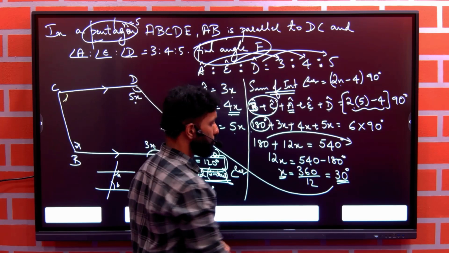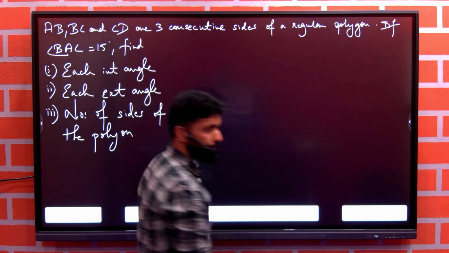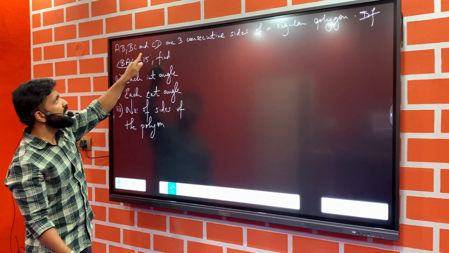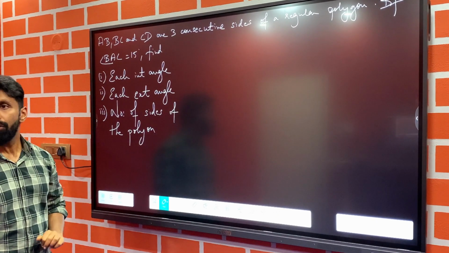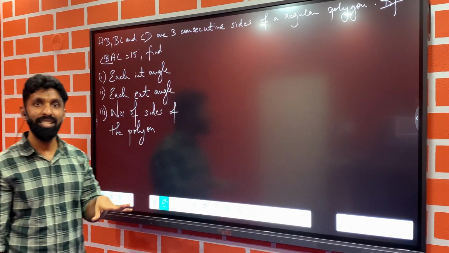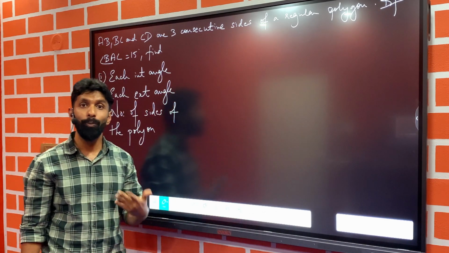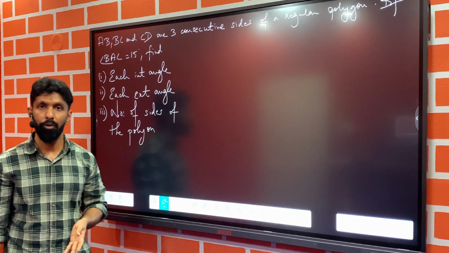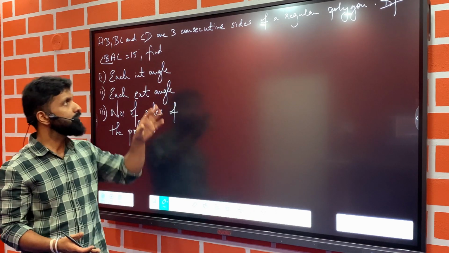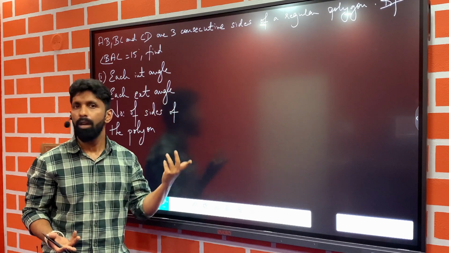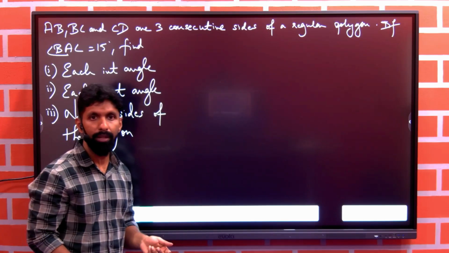Okay, so the next question. AB, BC and CD are 3 consecutive sides of a regular polygon. They are just saying regular polygon. They are not telling us how many sides there are in the regular polygon. They're just randomly giving us 3 sides. It can be 30 sides, it can be 25 sides. We don't know how many sides the regular polygon has, right?